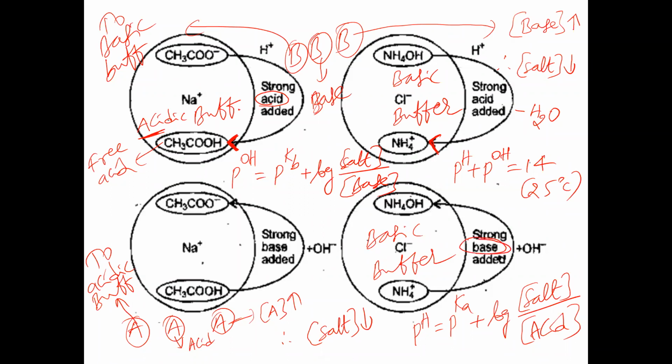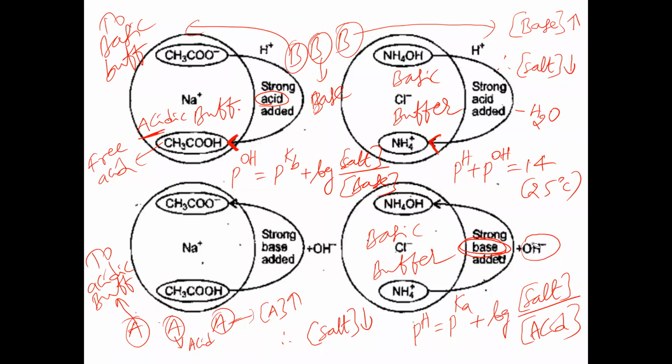Strong base is added to the basic buffer. So when a strong base is added to the basic buffer, then whose concentration should increase according to the triple B rule? Base concentration must increase. In this basic buffer, the base is NH4OH. Now OH minus is added here. Plus means addition, addition of OH minus ions. These OH minus ions come from the strong base NaOH.